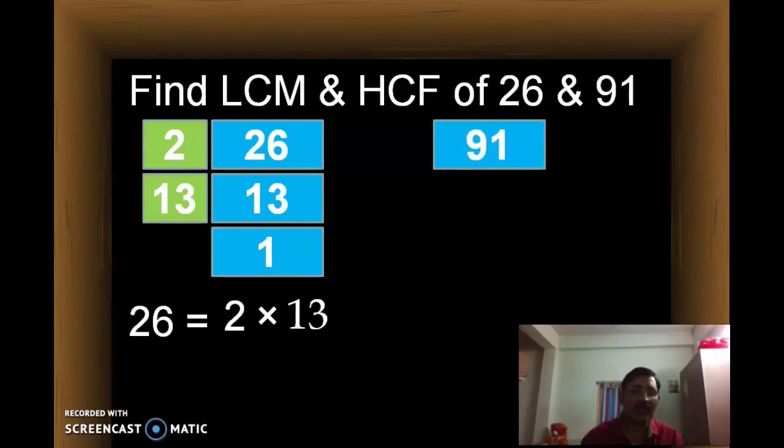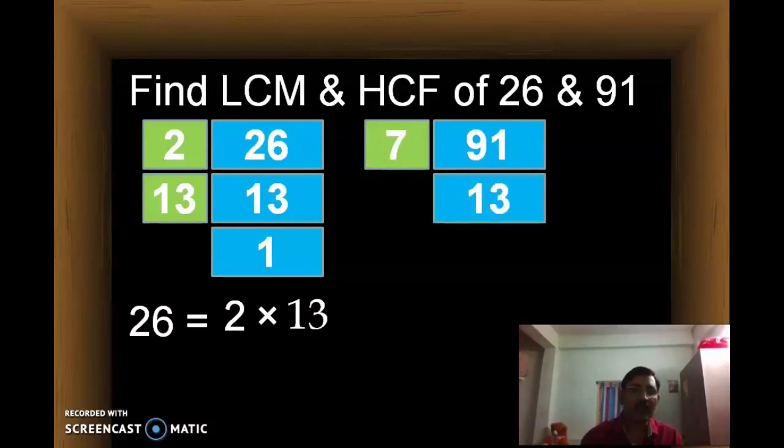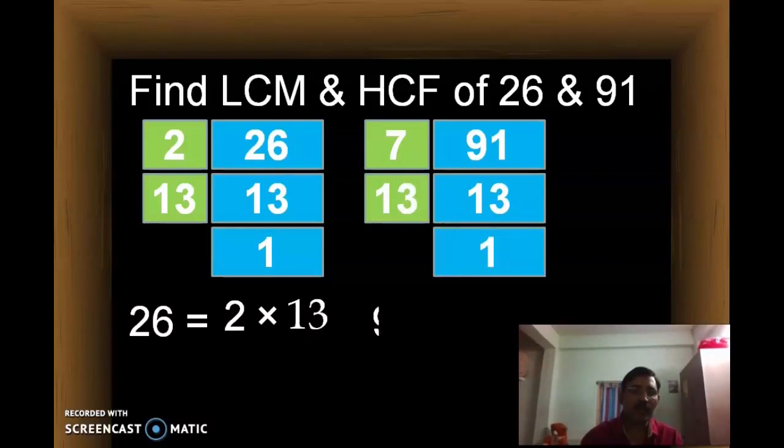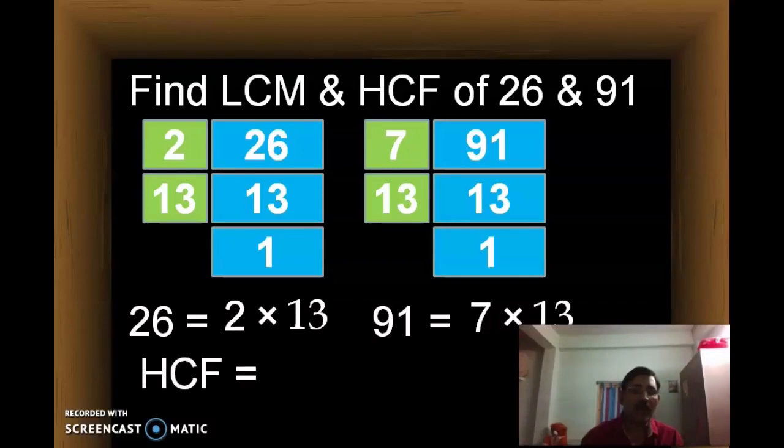Next number is 91. 91 is divisible by 7, giving 13. And again 13 is divided by 13 one time. So for 91 it is 7 into 13. Okay. Now how do we find HCF? Just observe. We try to identify the common factors.